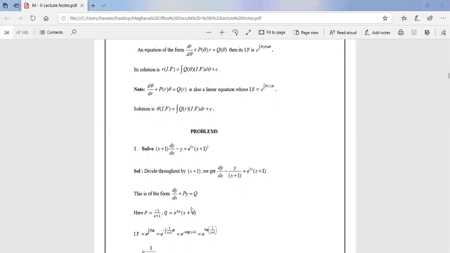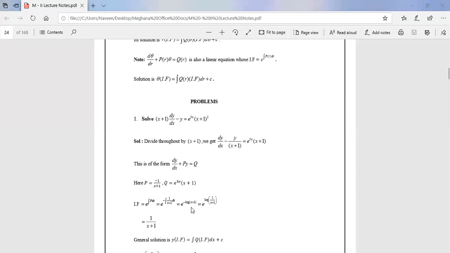If you have a linear differential equation of first order in y, integrating factor will become e power integral p of x into dx. So from this differential equation, which is in the form of dy by dx plus p of x into y is equal to q of x, write down the p and q values. P is minus 1 by x plus 1 and q is e power 3x into (x plus 1).